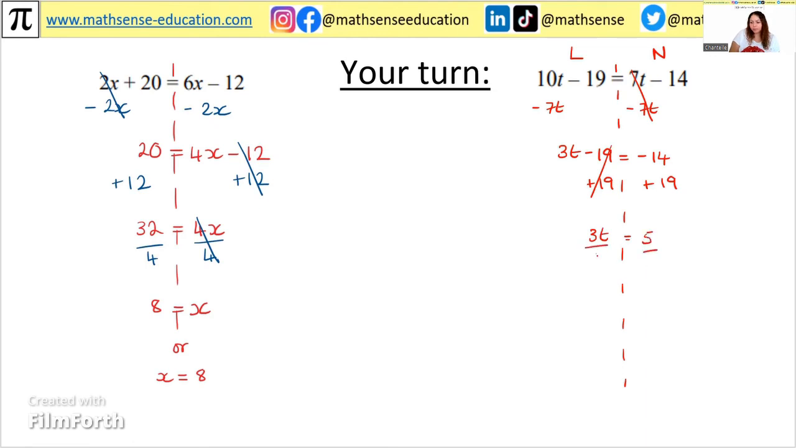Finally, I divide both sides by 3. And you may have realized that you're going to end up with a decimal number. Now, you can either leave your answer as 5 over 3, or you can write it as a mixed number. 3 goes into 5 one time with 2 left over 3. And there's your answer.